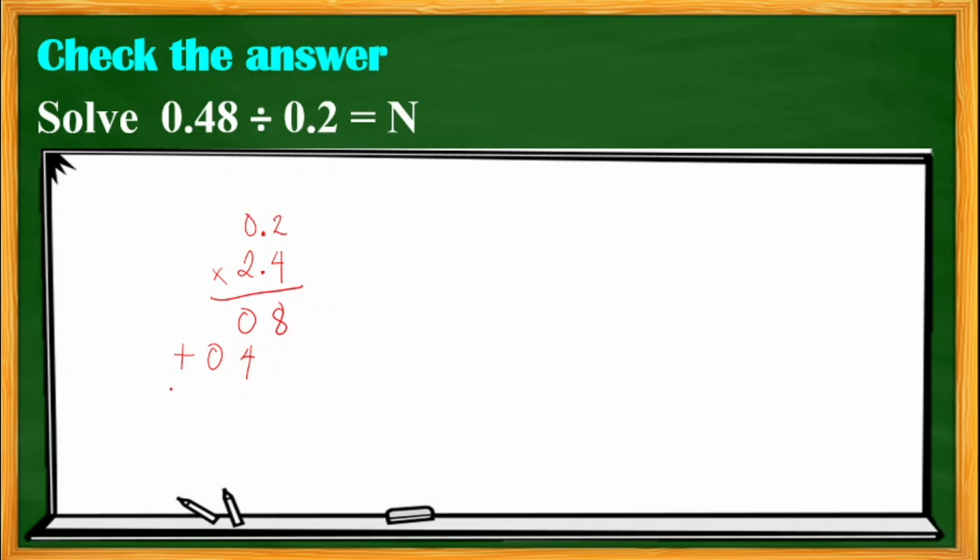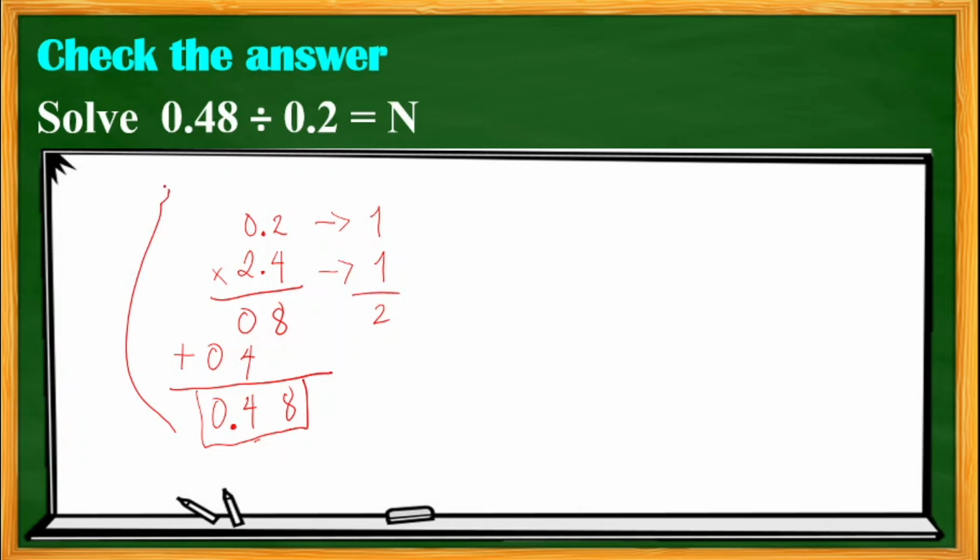And then proceed to addition. Bring down 8. 0 plus 4, the answer is 4. And then bring down 0. Then count the number of decimal places in the first factor. We have 1. So another 1 in the second factor. So how many decimal places? We have 1 plus 1. We have 2 decimal places. So count 1, 2, and then write the decimal point. So this would be the dividend. So our answer 2 and 4 tenths is correct.